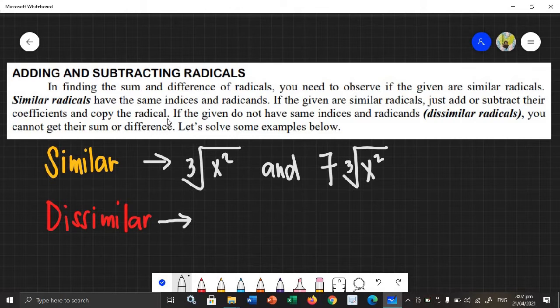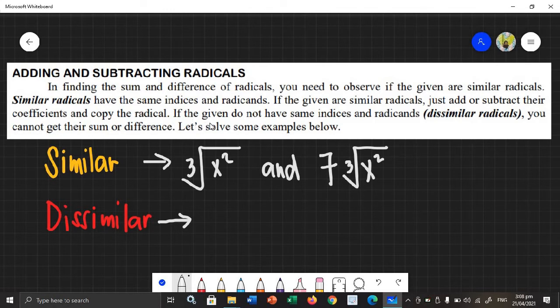So just like in adding and subtracting polynomials, kapag same ng literal coefficients ng variables, you can add or subtract the coefficients. Same lang ng rule sa radical. Kapag similar radical sila, you can just add or subtract the coefficients and copy the radical.